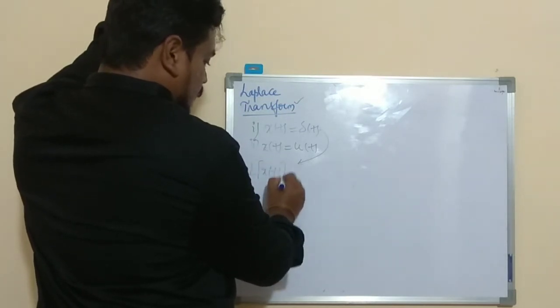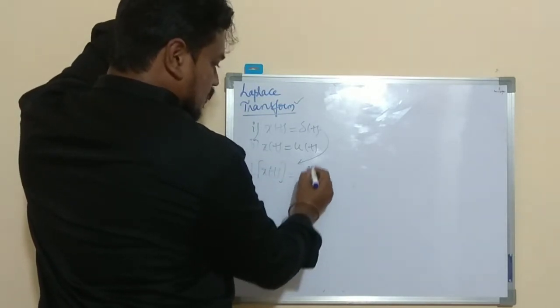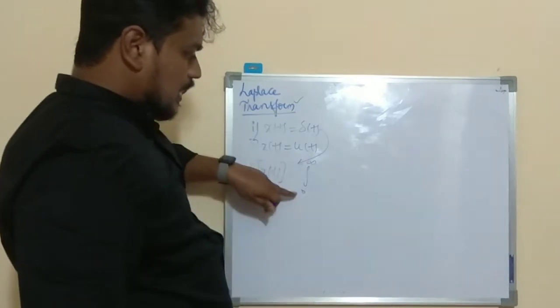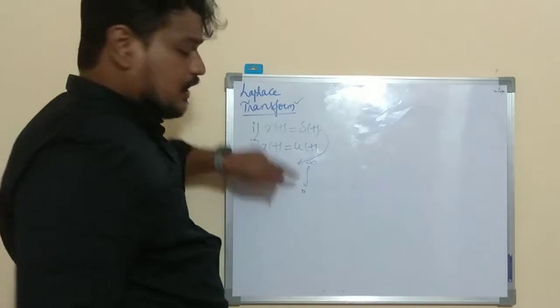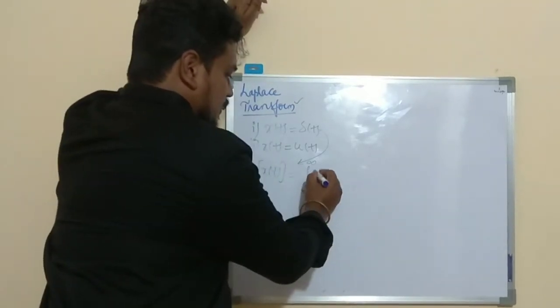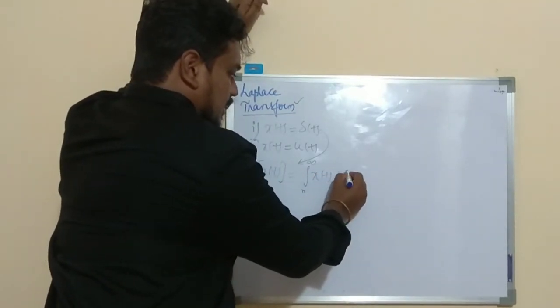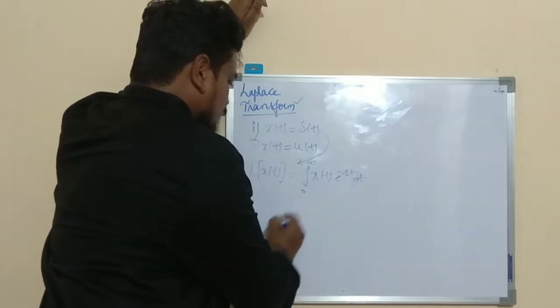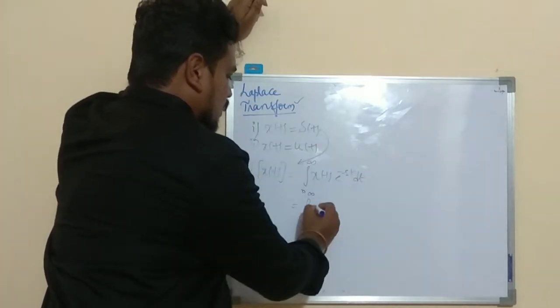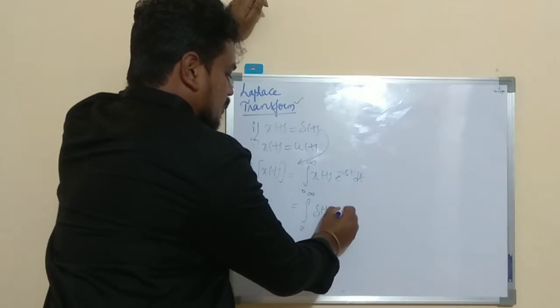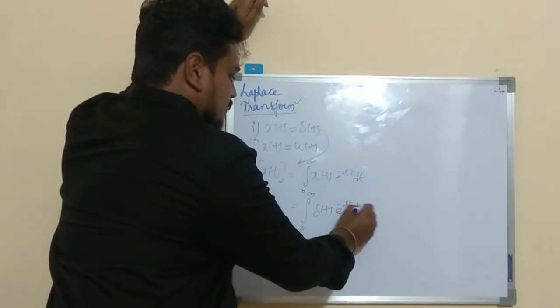Laplace transform of x of t is equal to the integral from 0 to infinity. I am talking about the unilateral transform here. Since we are talking about the unilateral transform, this is 0 to infinity, of x of t into e power minus st into dt, right? So that becomes, from 0 to infinity, what is x of t here? That is delta of t, e power minus st into dt.